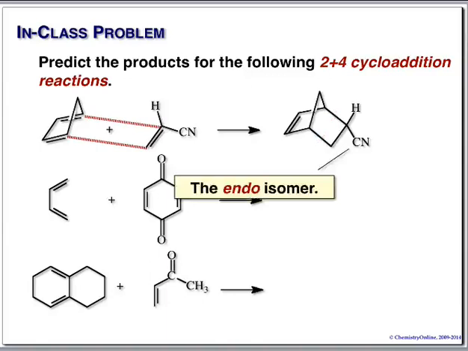The Endo isomer, you can think of it, if you will, as the group here on your dienophile pointing into your 6-member ring. Endo, into the ring. Now the other possibility would be this sticking up. That's called the Exo isomer.